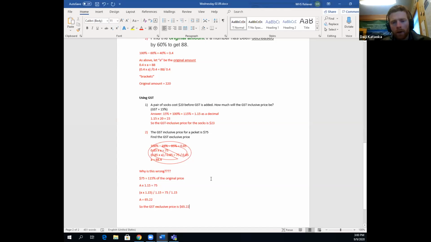And the key there is, Satomi, the reason that we made the mistake the first time is that you didn't realize that $75 is actually 115%. It's not the 100%. It's not 15% less. So the starting place is to realize that 75 has already got GST added, so it's 115% already. The original price is the 100%. Okay, good.